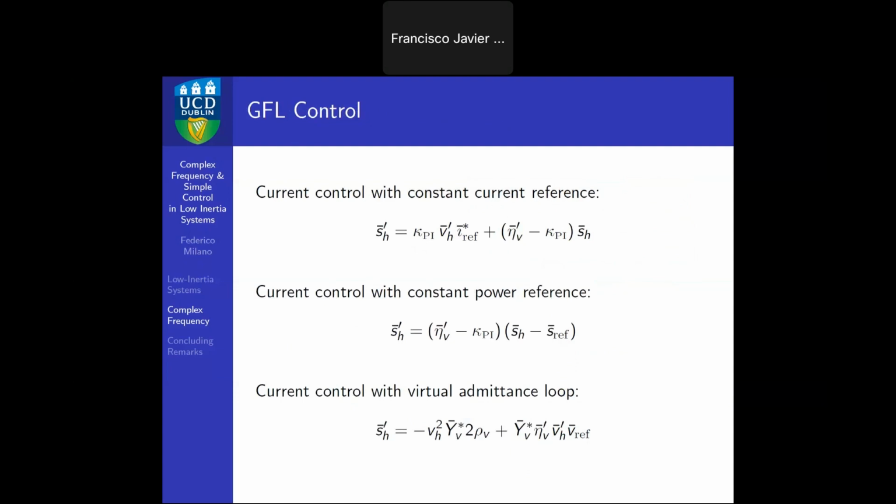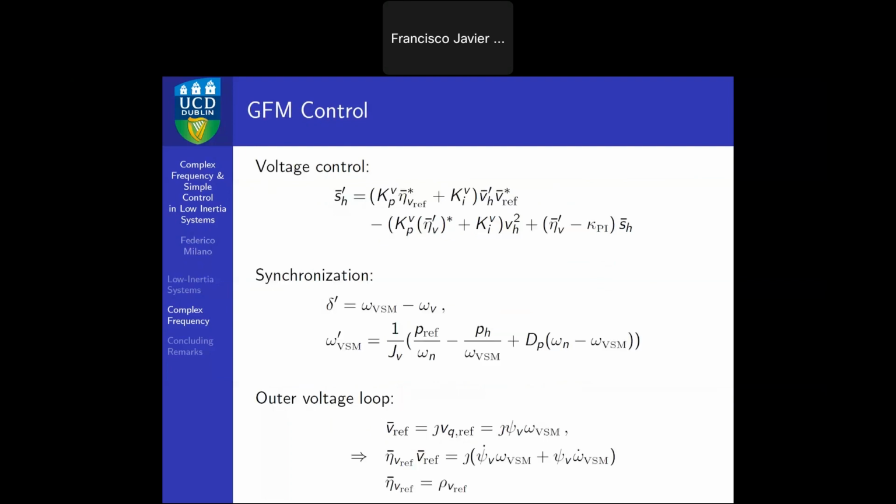But always we can end up with some coefficient that multiplies the complex frequency or some component of the complex frequency. And grid forming is the same. The grid forming is a little bit tricky, because at the end, if you take the ideal model, it's like a synchronous machine. So there's nothing really to say.